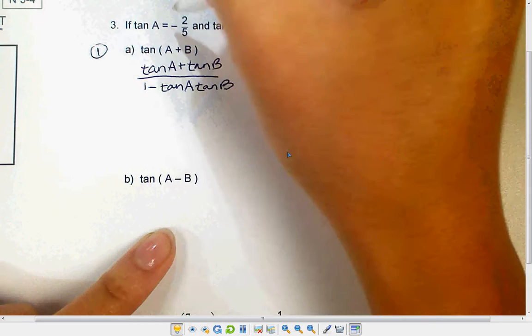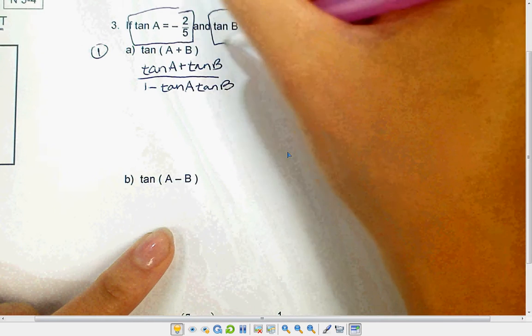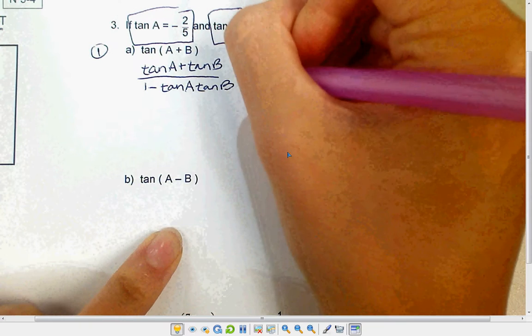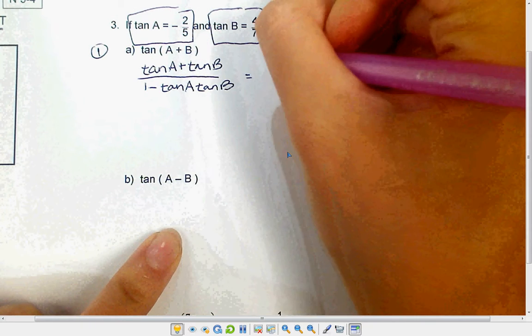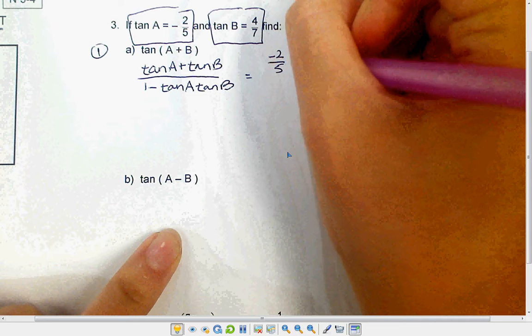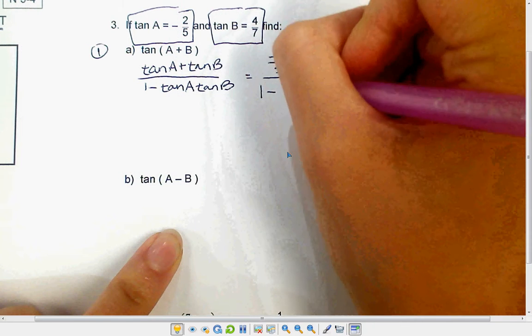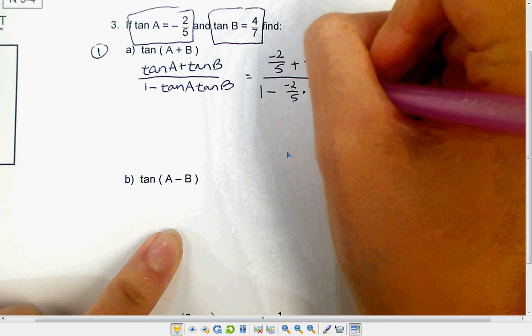And so now here are the values that we're plugging in. Tangent of A is -2/5, tangent of B is 4/7, so this is -2/5 plus 4/7 over 1 minus -2/5 times 4/7.